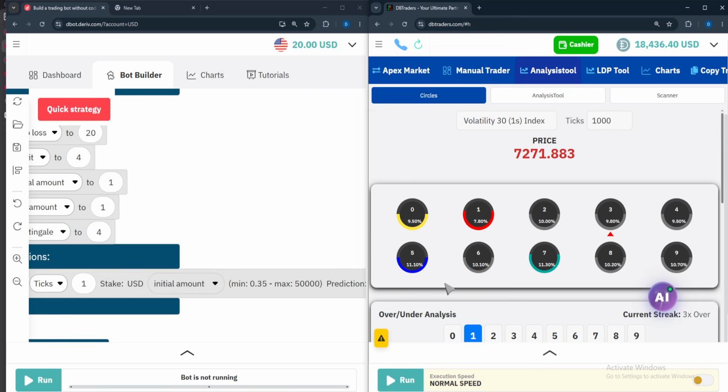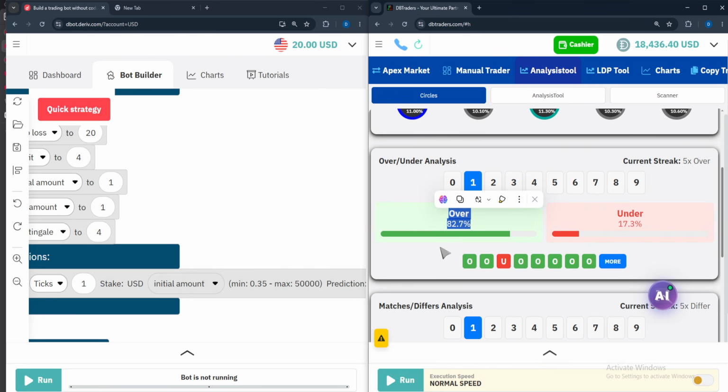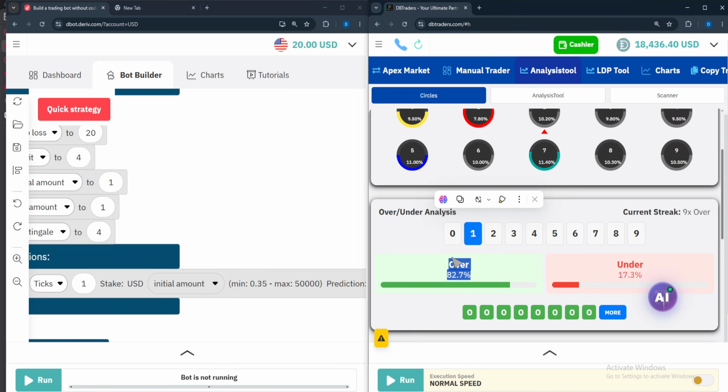Awesome. So currently I'm still waiting for this percentage to hit 82.9 so that we start, because we found it at 82.7, don't forget.